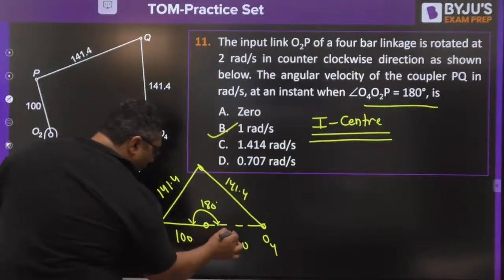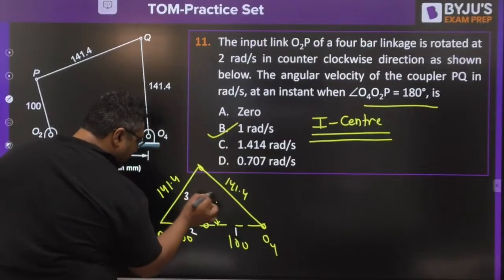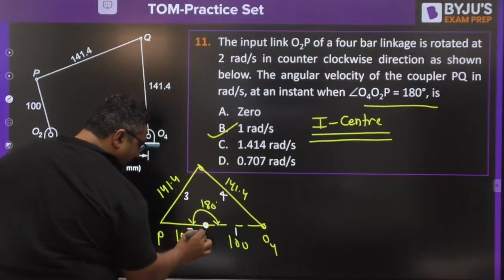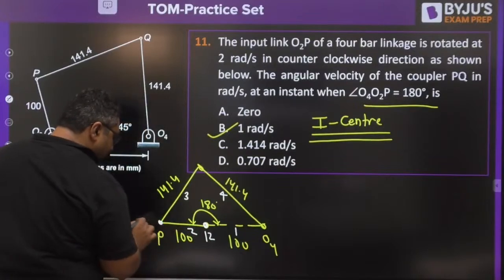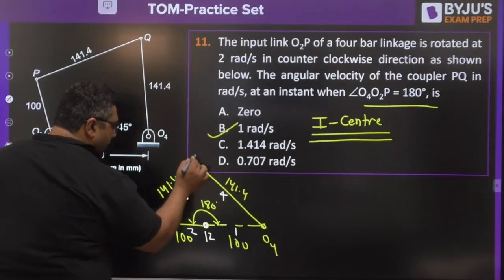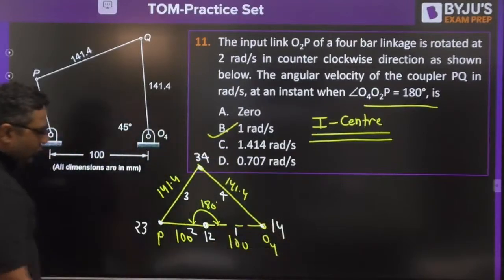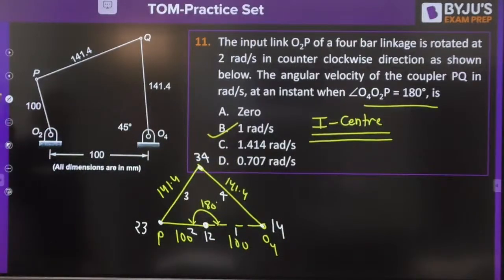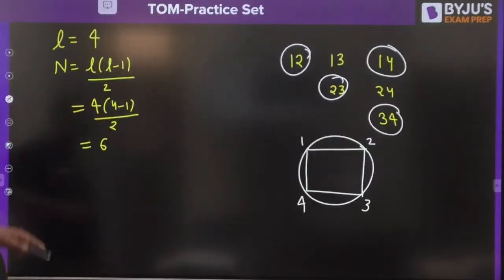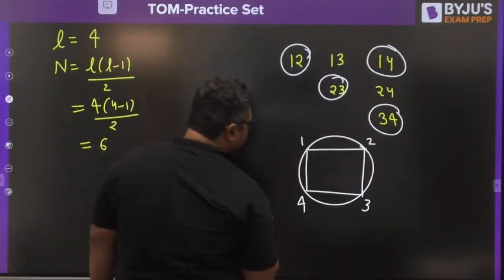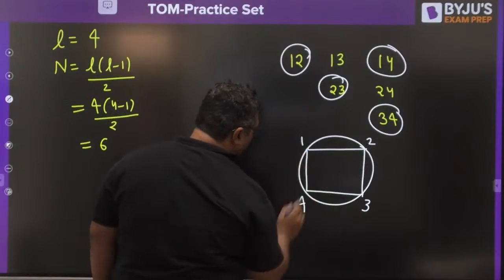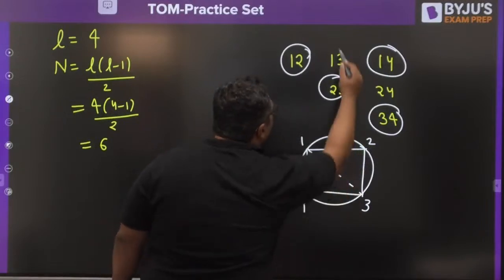So let us see where they are. If this is link 1, this is link 2, this is 3 and this is 4, then this is I center I12, this is I center I23, I center I34, and I center I14. So we know these I centers. Once you know these, you can find out the others. The known I centers are I12, I23, I34 and I14. The first unknown is I13.